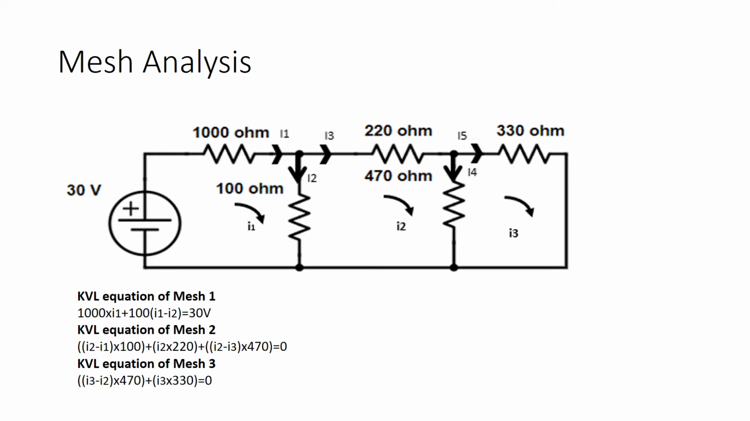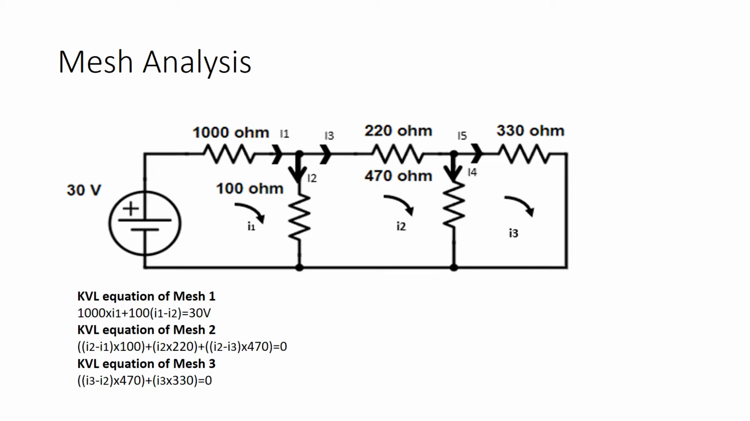Using this mesh analysis we are going to find the branch currents, that is the capital I1, capital I2, capital I3, capital I4 and capital I5. These five different currents we are going to find using mesh analysis. How we are going to find that?